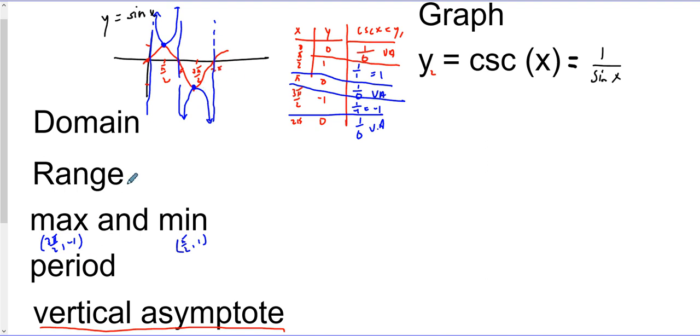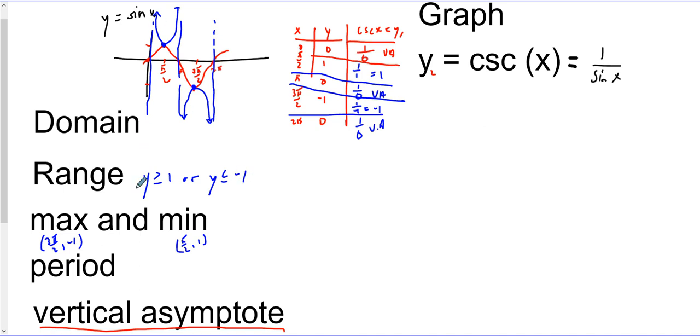And so for the range, you see that all the values for y are everything greater than or equal to 1. Or, you see this huge gap there, because we have nothing in the middle, because everything is either going up from 1 and up or from negative 1 down. And so we're going to have everything less than or equal to negative 1.